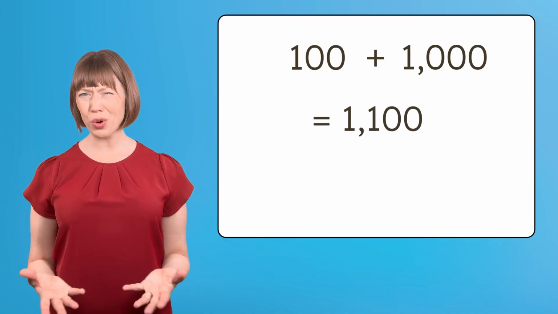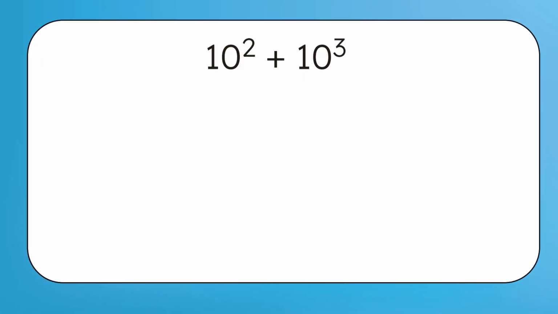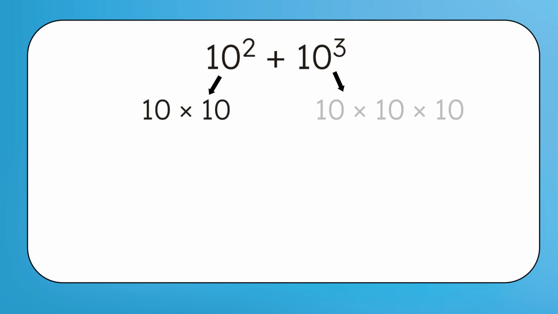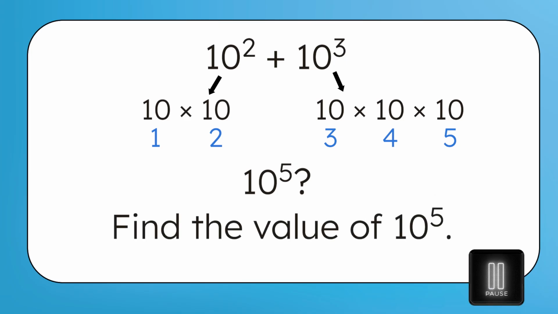I wonder if there is a shorter way to solve these problems. Using the same problem of 10 to the 2nd power plus 10 to the 3rd power, we already know the expanded form of each number. The first exponent expands to 2 tens, and the second exponent expands to 3 tens. That's a total of 5 tens. Could we just rewrite this as 10 to the 5th power? Let's check. Pause here and find the value of 10 to the 5th power. Then compare it to our answer from before to see if they're the same.